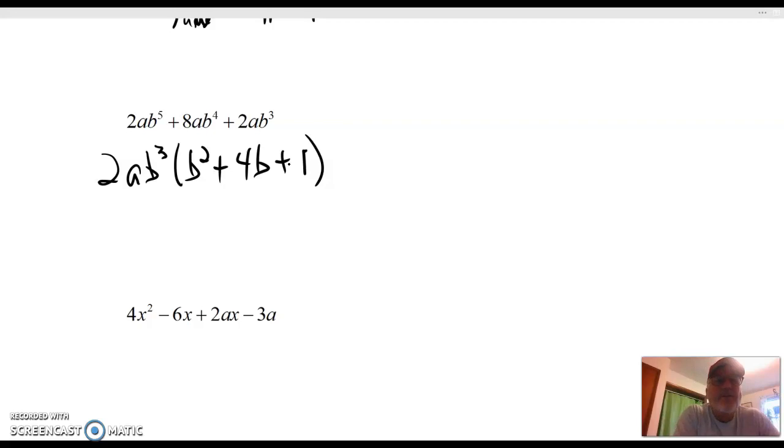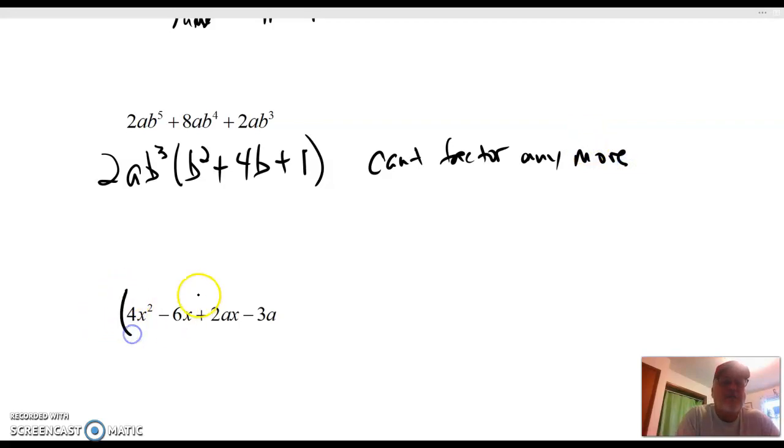And that is not further factorable, because since there's a 1 in front as the leading coefficient here, I need factors of 1 that add up to be 4, and there aren't any factors of 1. The only factors of 1 are 1 and 1, and that doesn't add up to be 4. So you can't factor anymore.